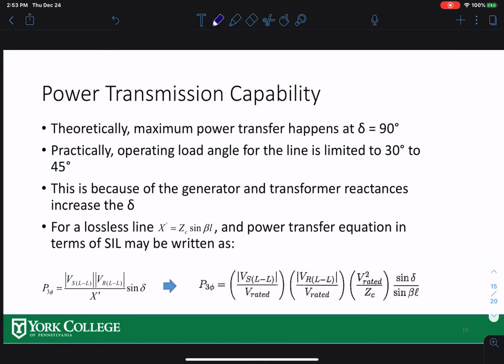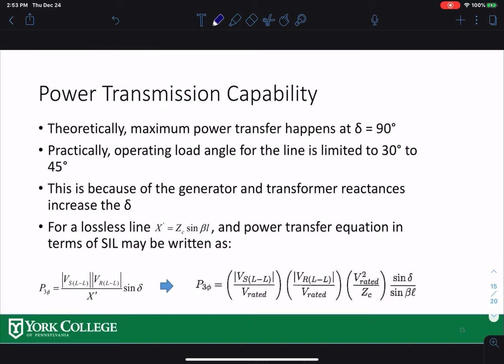All right. And also the stability limit, as we talked about before, you don't want to go over 90 degrees. If you go over 90, your mechanical power input would be higher than your electrical power output. So you have an imbalance there, then more mechanical power coming in, and you're spinning the generator more and more, then it will go out of sync. So you don't ever want to go over this 90 degrees.